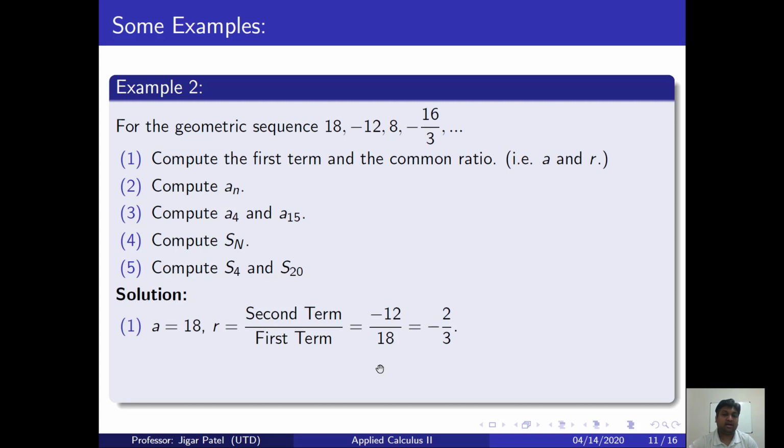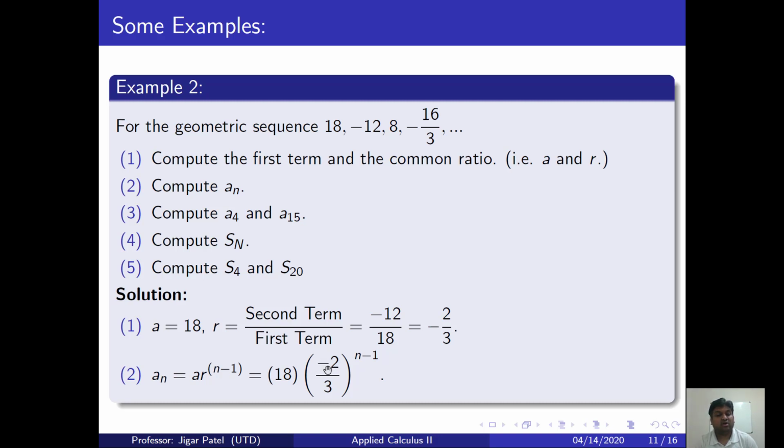All right, so fairly easy to do this computation. Let's compute a and r using the first and second term. First term is 18. Common ratio is negative 12 over 18, which is negative 2 over 3. Okay, I can compute the general term an, which is a times r to the n minus 1: 18 times negative 2 over 3 to the power n minus 1.